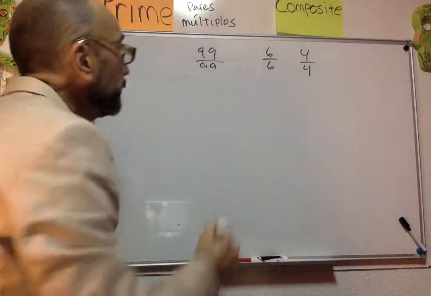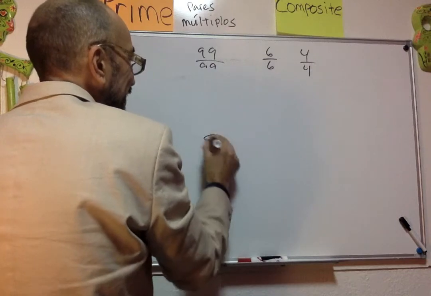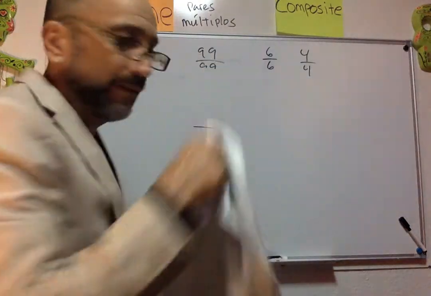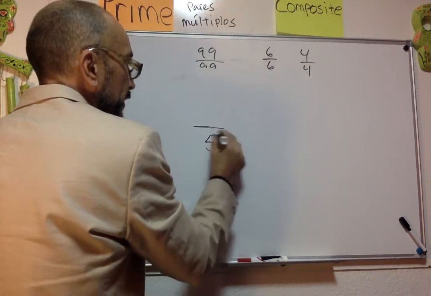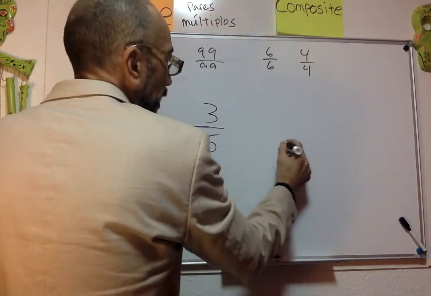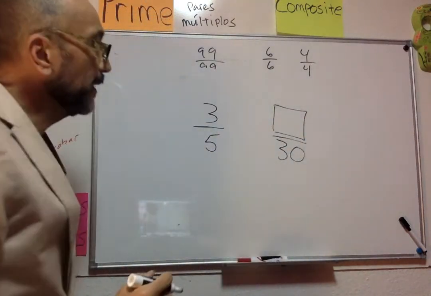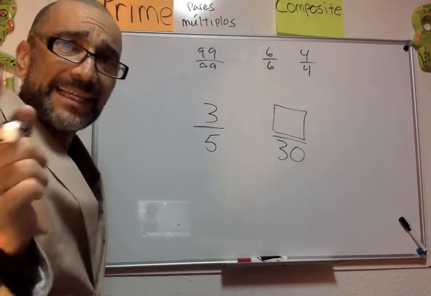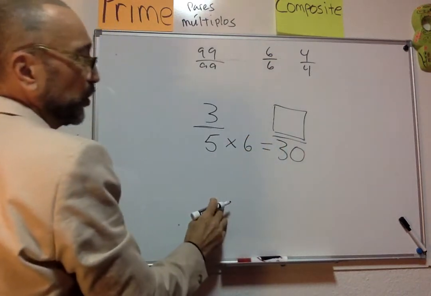Okay, so let's say we have, let's do fifths, because everyone loves the 5 times tables. So I got fifths, and let's go 3/5, right? And over here I have 30, and we've got to find out this one, right? So right away they've got to be equivalent, and I see something right away. I see that 5 times 6 equals 30.